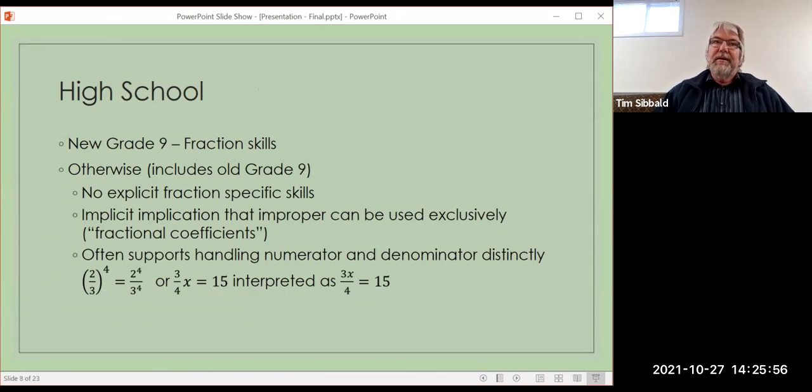So in grade 9, the new curriculum includes fraction skills. The old curriculum did not have explicit fraction skills. And in fact, for the last 15 years or so, the curriculum in high school has not included explicit fraction skills. That may be a surprise to you. It was a surprise to me when I was pursuing my master's and realized this and thought, I wonder what happens to fraction skills when students go into high school, because it's not there explicitly in the curriculum. What happens from grade 9 to 10 to 11?